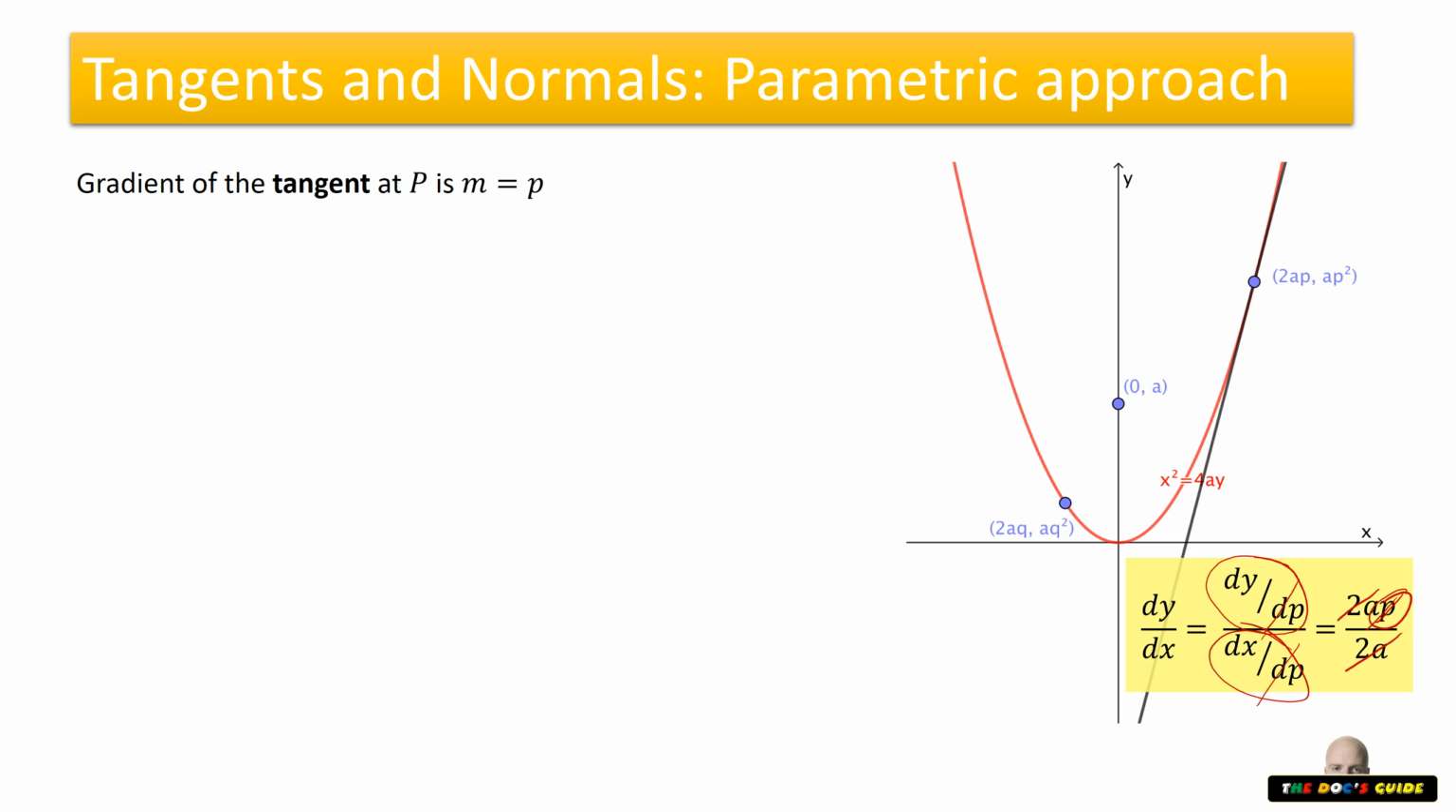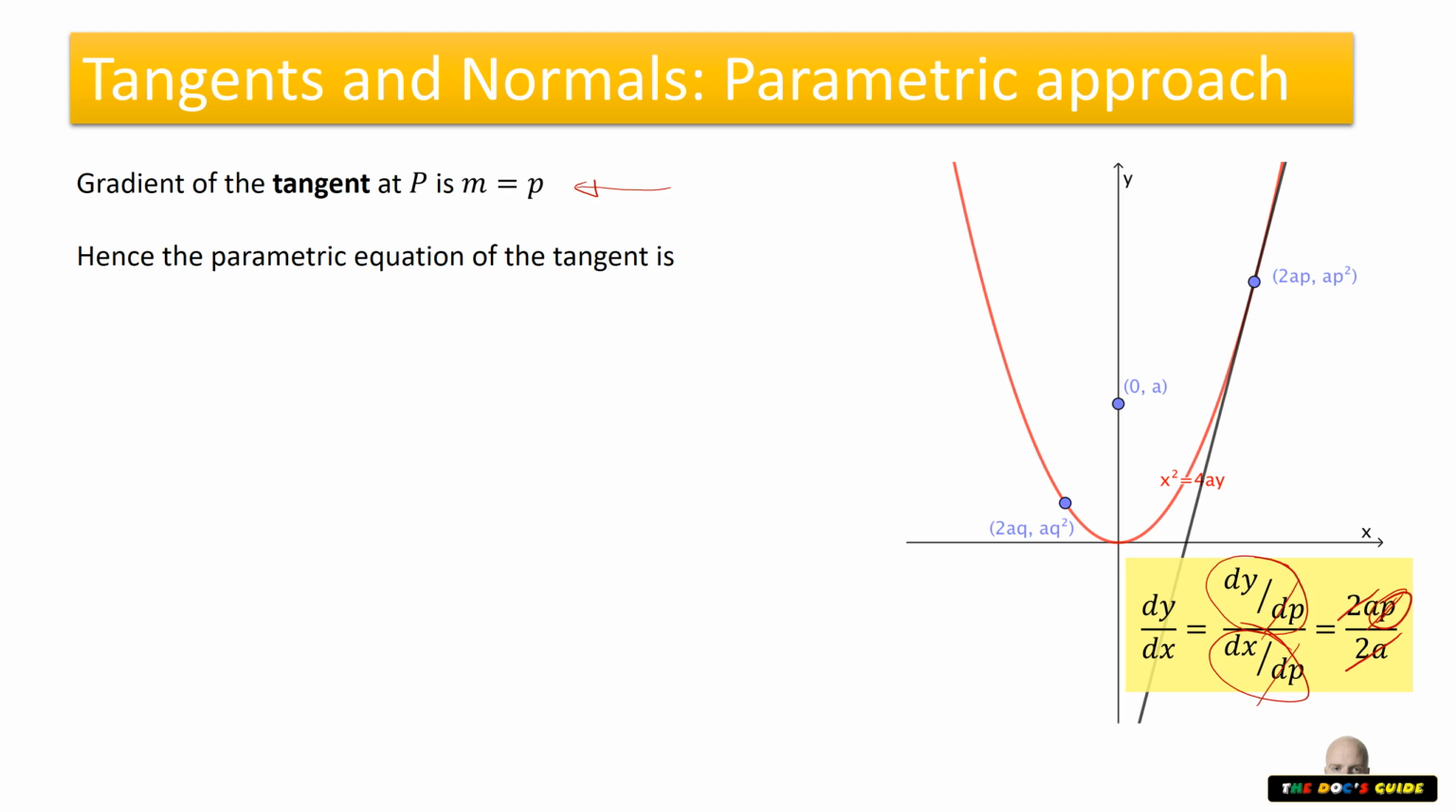So a nice general equation: the gradient of the tangent at any point is equal to the value of the parameter at that point. So again, think about it in words, just like that. The gradient of the tangent is equal to the value of the parameter. Mathematically we write the tangent equals P, but it has a significance.